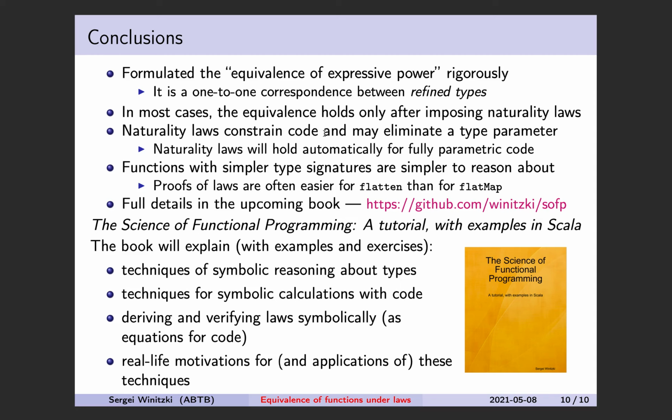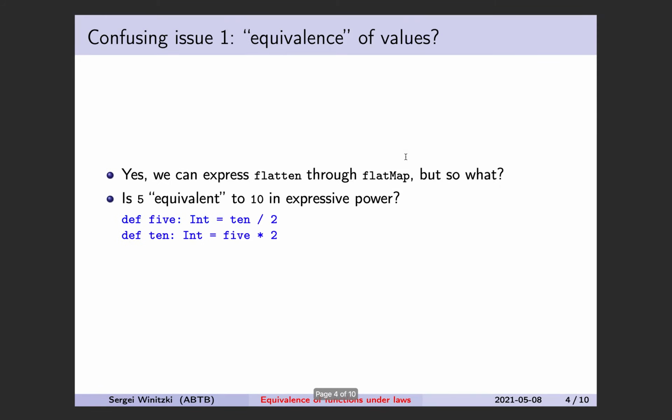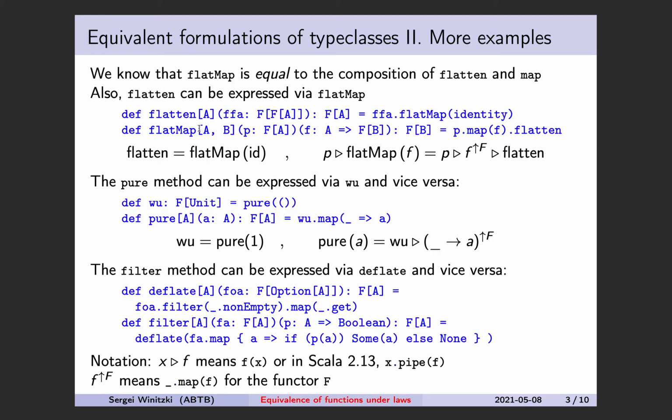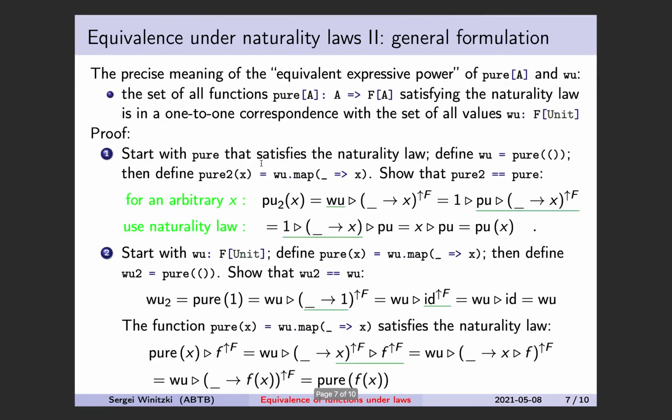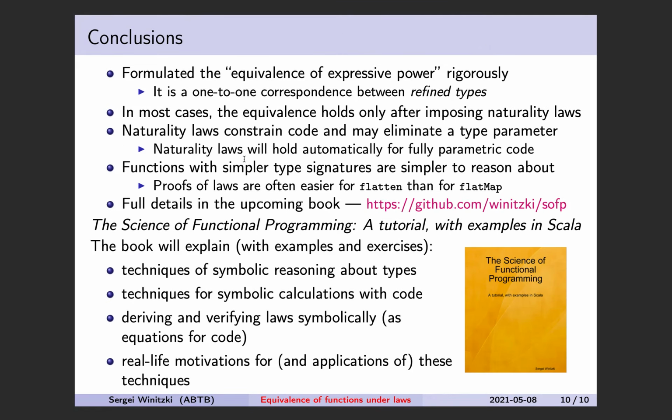Naturality laws constrain code. They sometimes eliminate type parameters. So we have seen examples where you have equivalence between methods with 2 type parameters and methods with 1 type parameter, or methods with 1 type parameter and methods with no type parameters. So this kind of equivalence can eliminate a type parameter. When you eliminate a type parameter, you get a simpler type signature and a function that is usually simpler to reason about. And so proofs of laws are often simpler for those functions that have fewer type parameters. So for instance, flatten has just 1 type parameter, flatMap has 2. It's easier to prove laws for flatten, for specific monads, than to prove laws for flatMap.